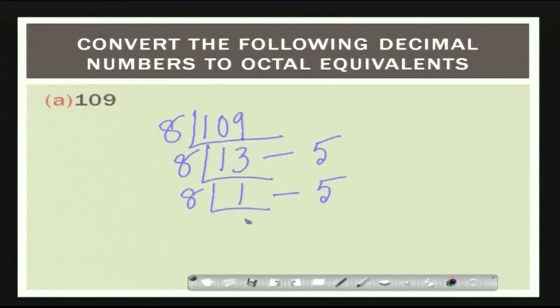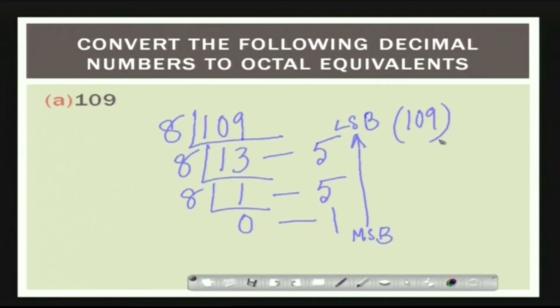If you divide by 8, you will get 0, and the remainder will be 1, and we should take the number always from the most significant bit to the least significant bit. So, the answer for this 109, which is in the decimal form, will be equal to 155 in the octal number system. So, this is the point you should remember.